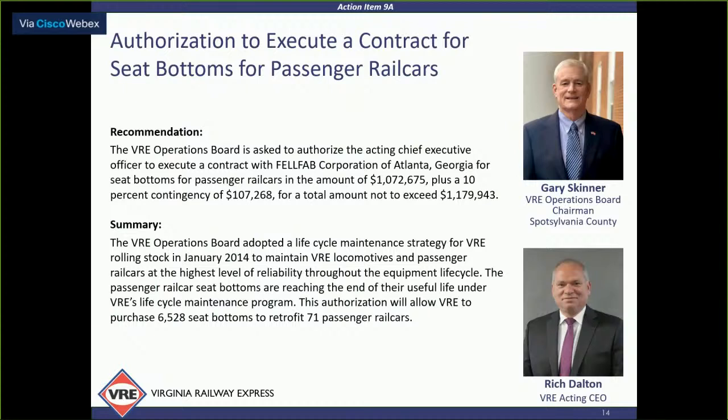This action is a result of a solicitation as part of our overall life cycle maintenance strategy for VRE rolling stock. The passenger rail car seat bottoms on 71 of the 100 total cars are reaching the end of their useful life. Therefore, it is required that we replace those seat bottoms. So by executing or authorizing this contract, we can issue an NTP for the purchase and start that process.